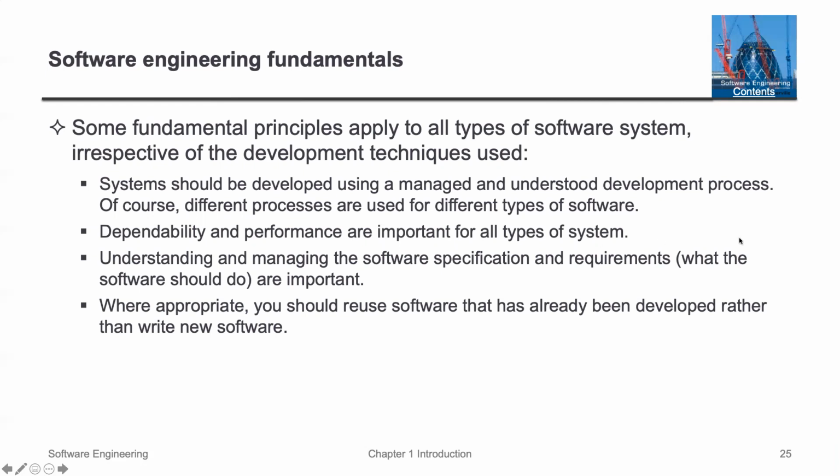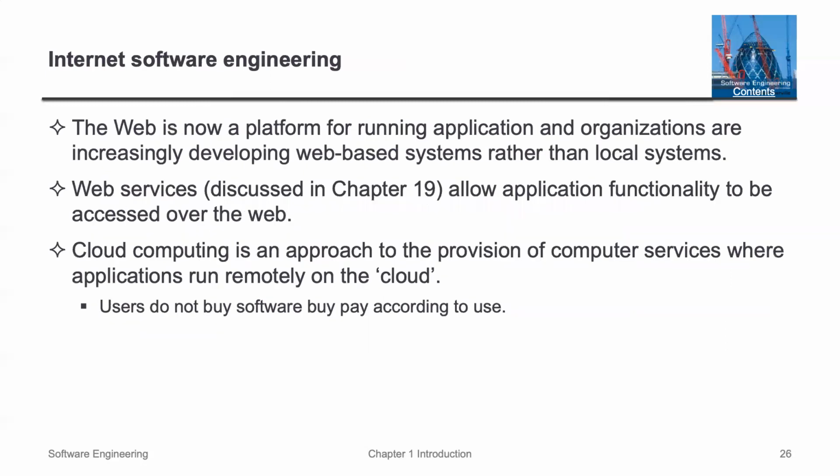Dependability and performance are important for all types of systems. Understanding and managing the software specifications and requirements is something that's important. And then when appropriate, you should reuse software that has already been developed rather than write new software. We'll be focusing on this more, but once something has been validated, that is like a gold standard, that has been demonstrated and worked with the customer base, that they like, that can be helpful. So these are just some of the fundamentals that you might want to be thinking about as you're developing your software.